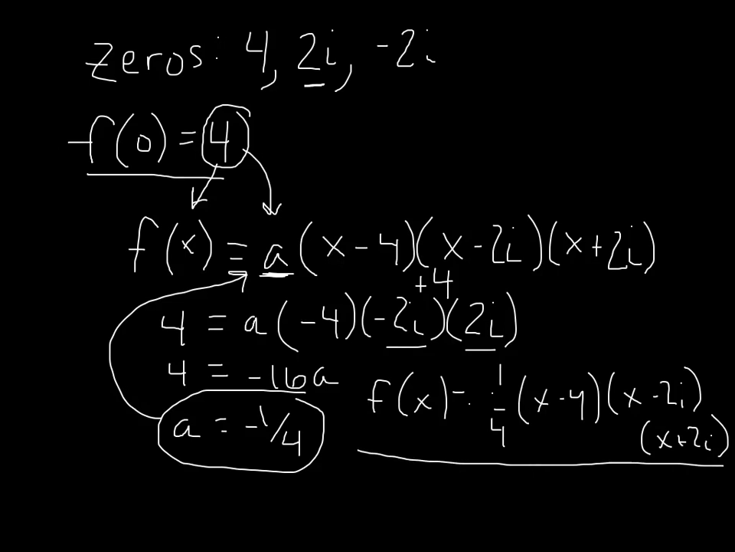That would be your function in factored form. If you would like to find it in standard form, which is required typically, you would FOIL out your three quantities and then distribute negative 1/4. If you have any questions, let me know.